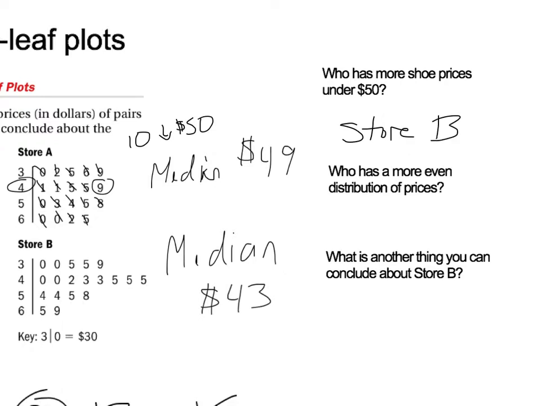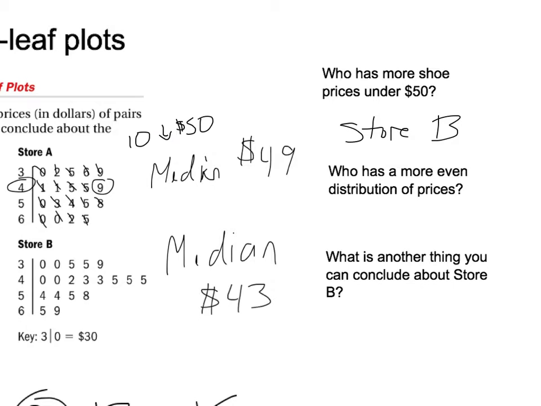And then who has a more even distribution of prices? Well, the distribution of prices basically means how many are in the $30 range, $40 range, $50, and so on and so forth, and who has a more even distribution? Well, I would say store A probably does, because it has 5 in the $30 to $39 category. It has 5 in the $40 to $49, and so on and so forth.